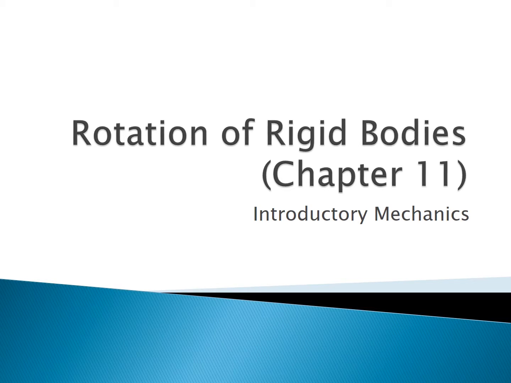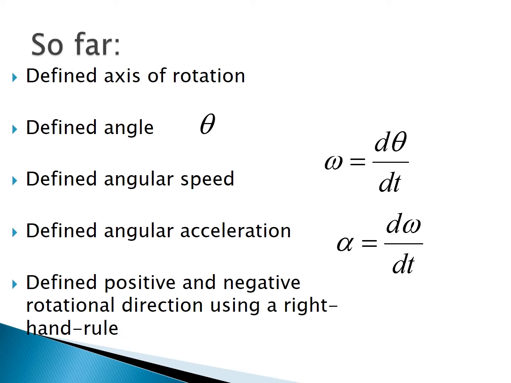Hello everybody. This is a continuation of what we've learned so far in Chapter 11. Okay, so far what we've done is define axis of rotation for circular motion. We've defined angle, using the variable theta, angular speed, omega is equal to d theta dt, angular acceleration, alpha is equal to d omega dt.